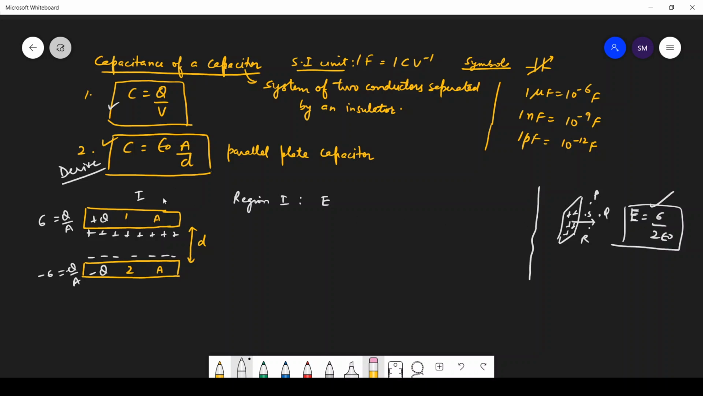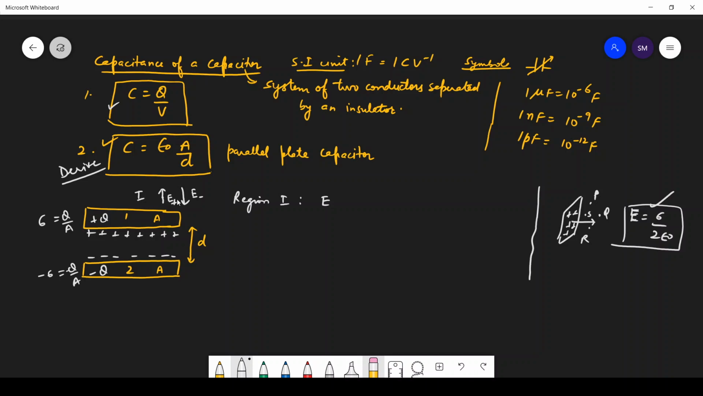So what is the direction of electric field due to plate 1? It is a positively charged plate, so that will be the direction of electric field due to the positive plate. And what will be the direction of electric field due to the negative plate? It will be towards the negative charge. So this will be the direction.